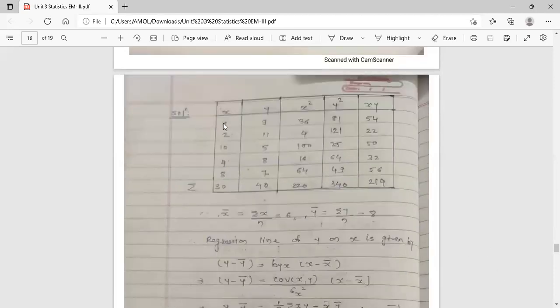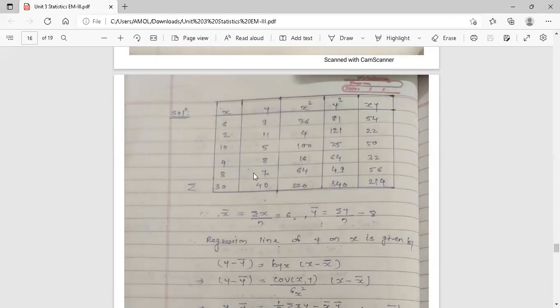You do the entries here of x variables, y variables. Then you do the calculation x square. X square means square of every element in x column: 6 square, 2 square, 10 square, 4 square, 8 square, and so on. Same for y square column. X into y is simple multiplication of x into y.